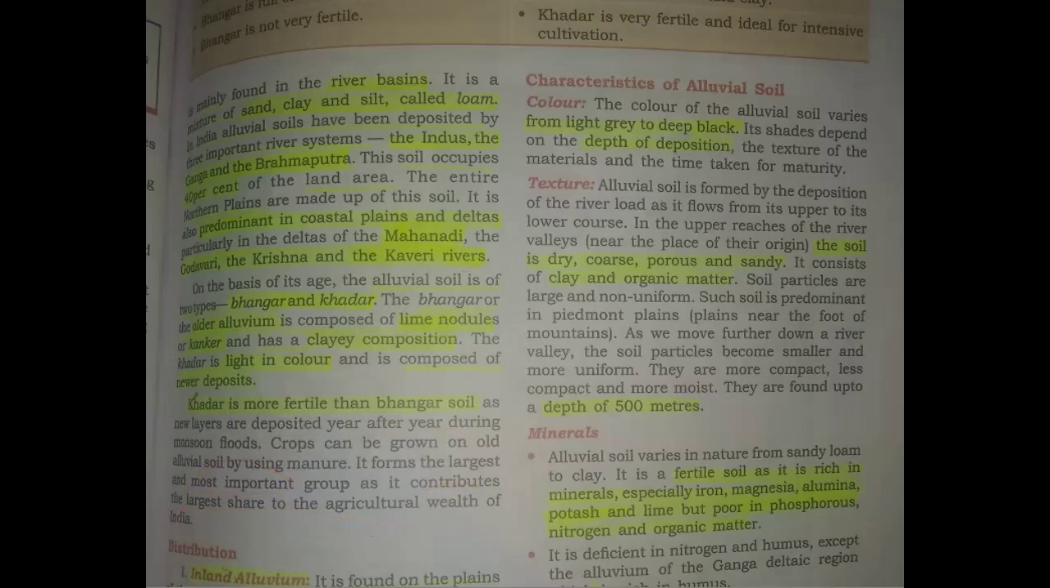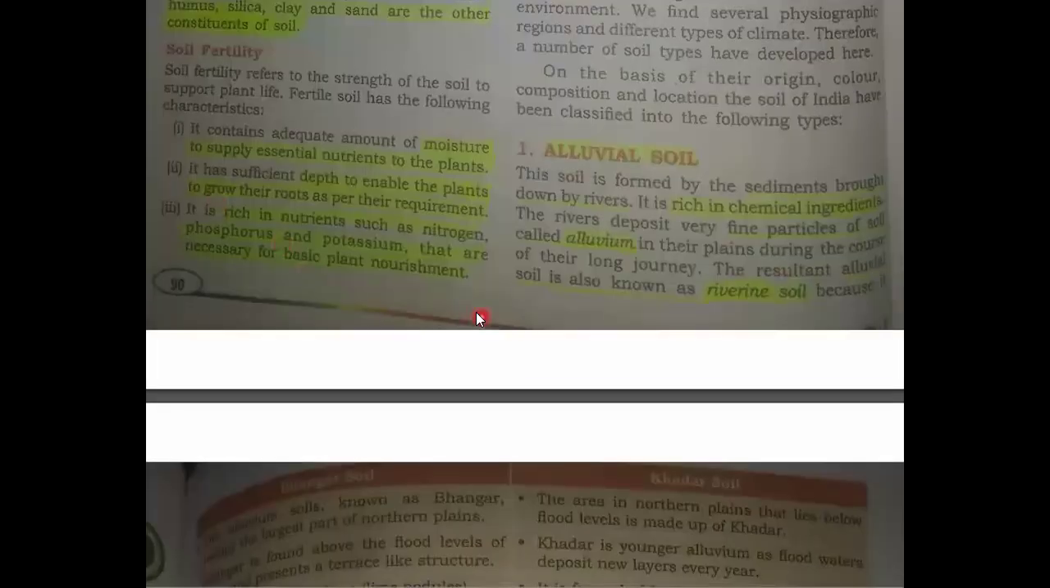So now we're going to go on top. Here's a table which is important. So we're going to go through Bangar and Kadar soil. First thing you have to remember is that Bangar is an old alluvium soil, remember this, old, known as Bangar, occupying the largest part of northern plains. The area in the northern plains that lies below flood levels is made up of Kadar.